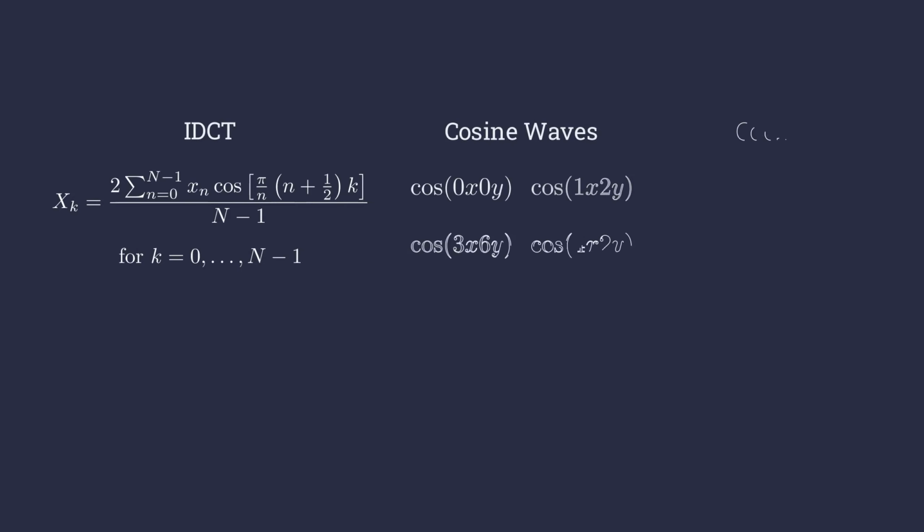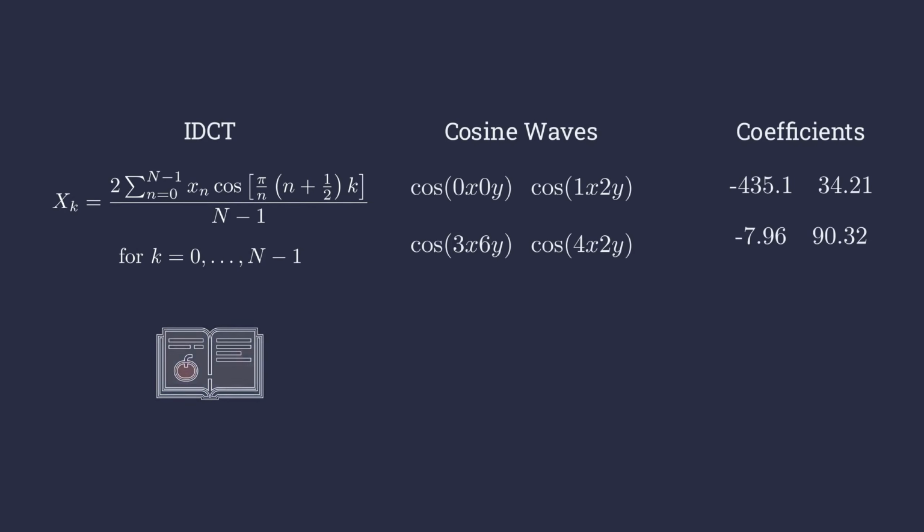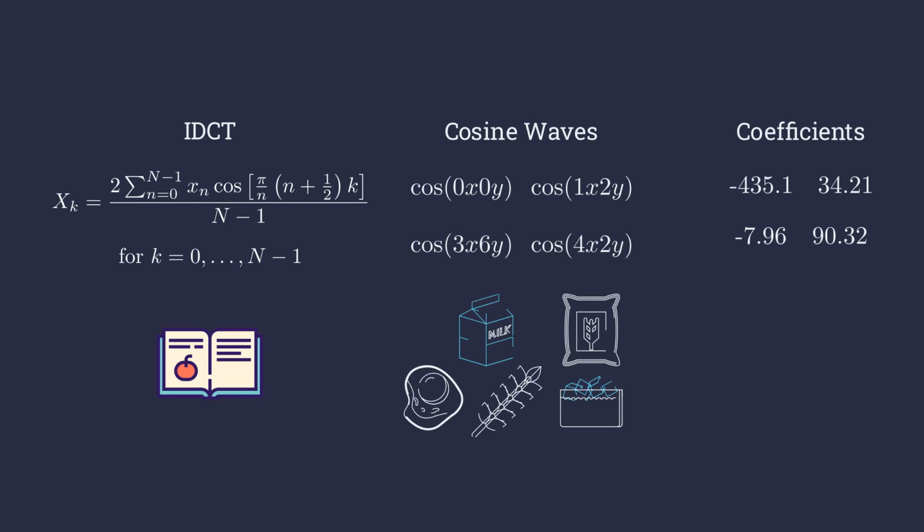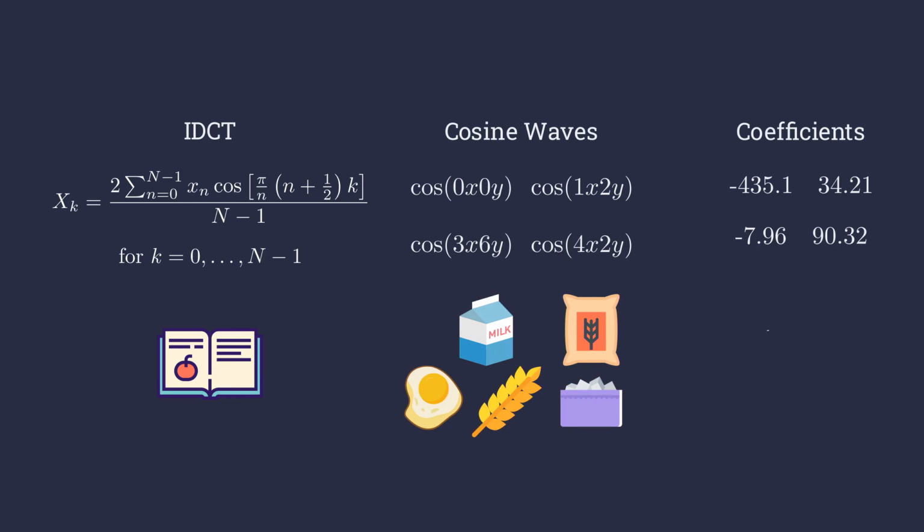or IDCT. You can think of the inverse DCT as the recipe, the cosine waves as our ingredients, and the coefficients as our quantity. Just remember that when we apply DCT, we convert the raw data of our image, that is the pixel values, into a collection of cosine waves and their respective coefficients. Once these cosine waves are multiplied with the respective coefficients and added back together, we get our original image.